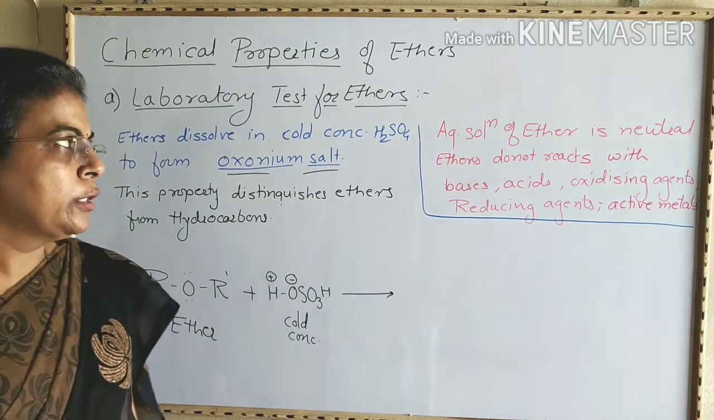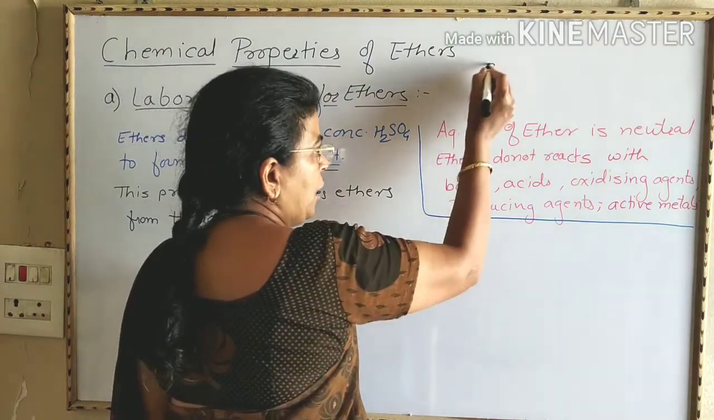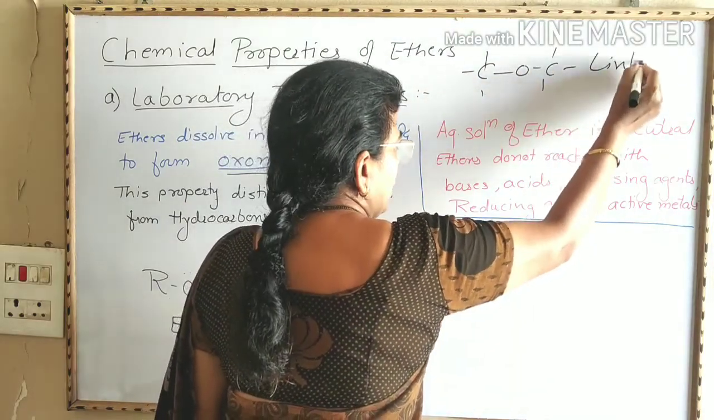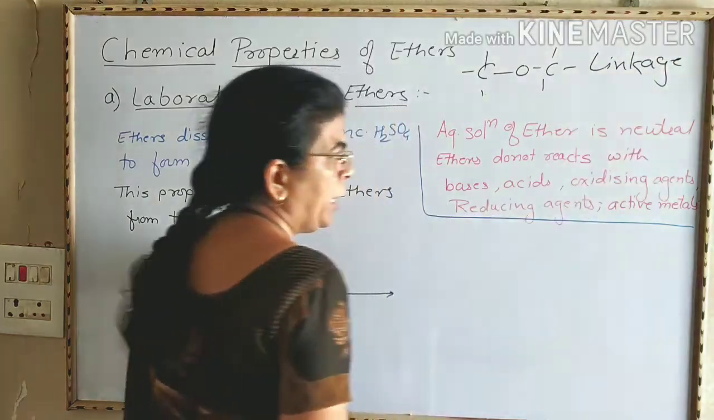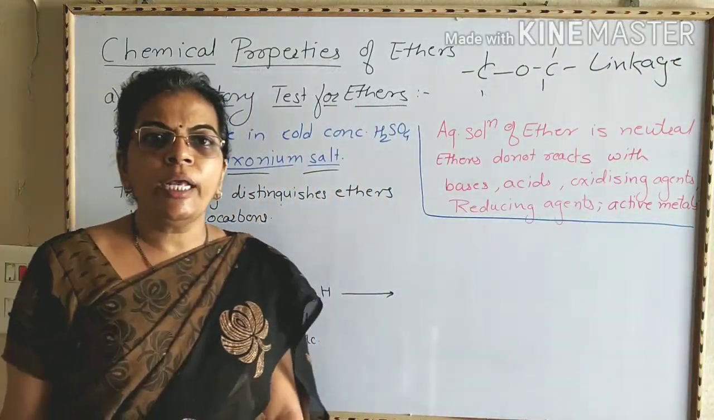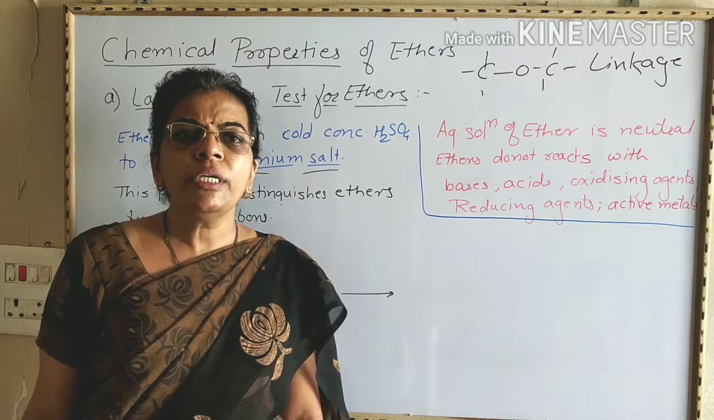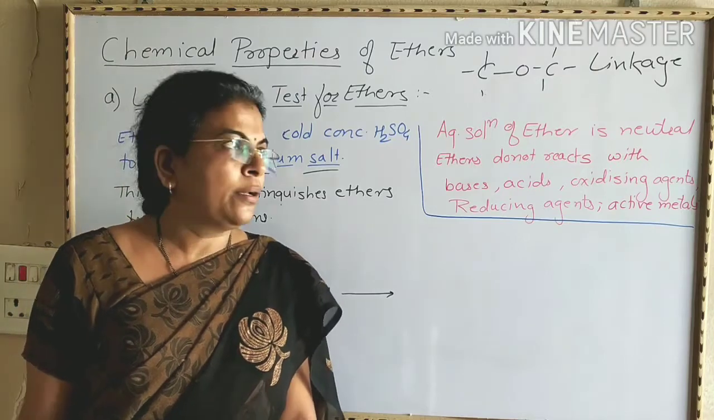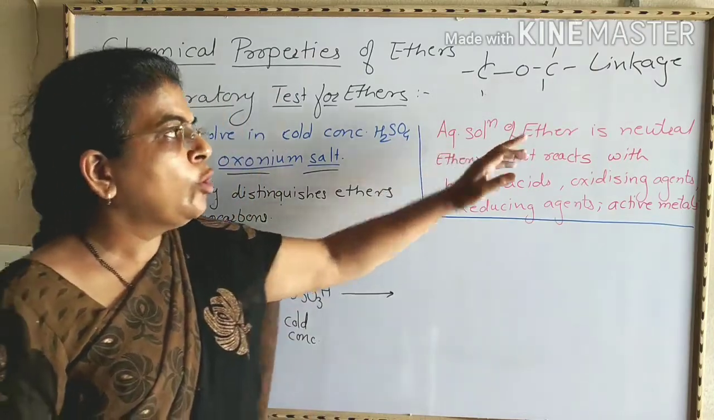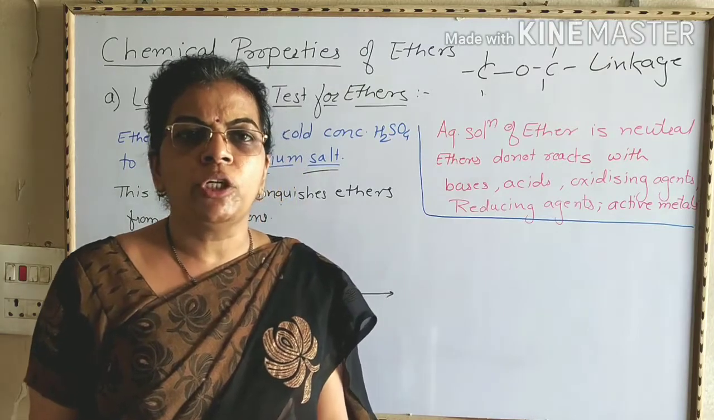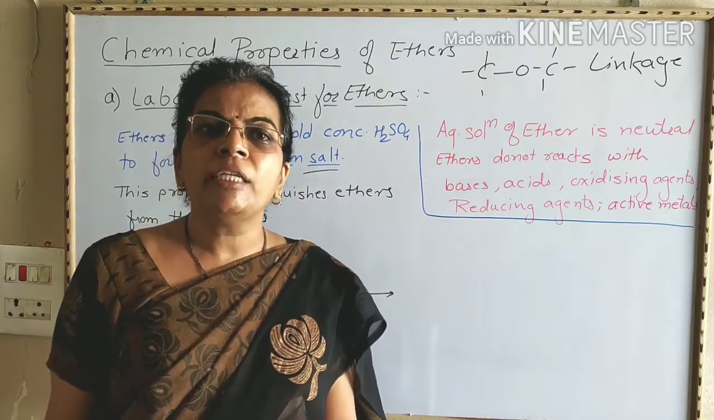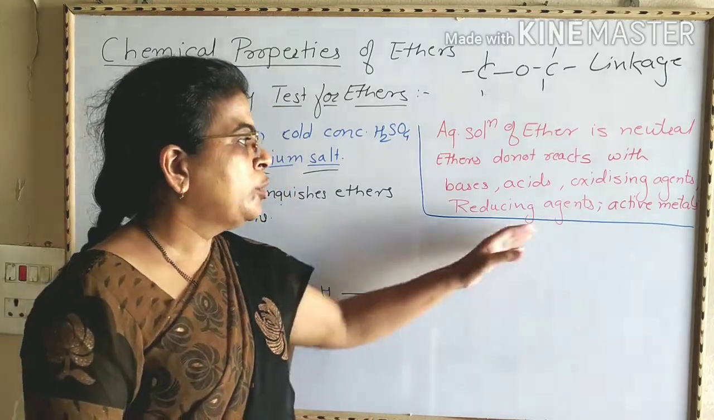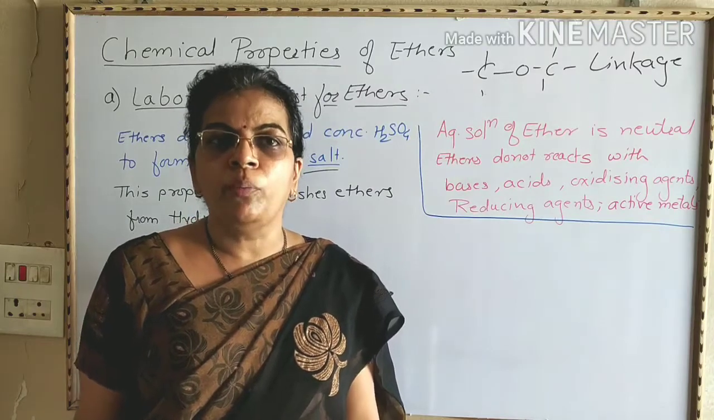Now in case of ethers, ethers possess a C-O-C linkage. This linkage or bond is a strong bond. It is called a strong etheric linkage. Due to this, these ethers are less reactive or inert. The aqueous solution of ether is neutral in nature. It does not react with acids as well as bases. Again, it does not react with oxidizing agents and reducing agents and also with active metals.